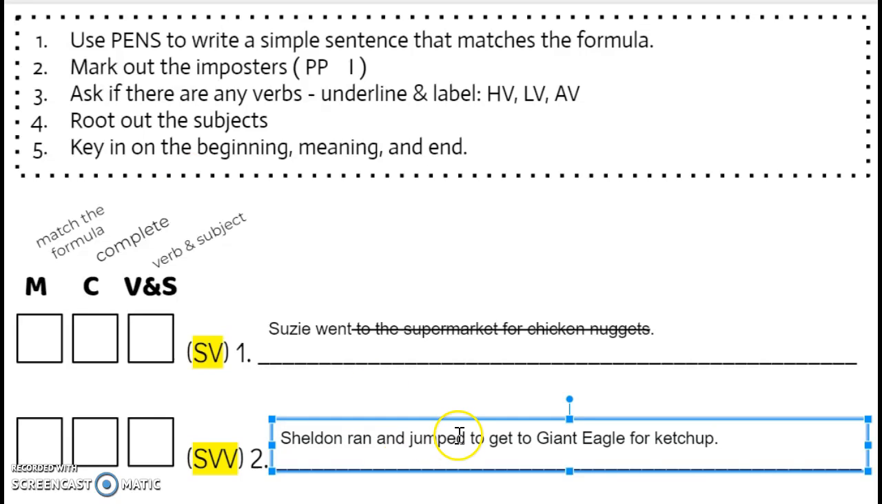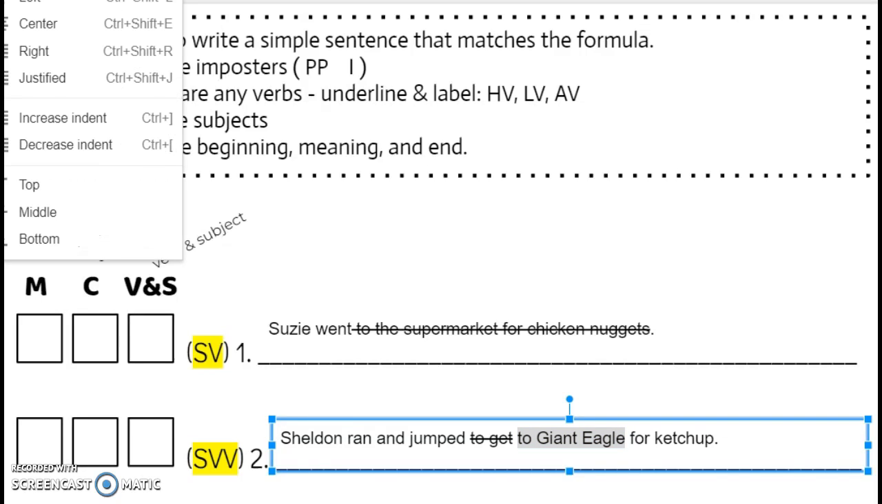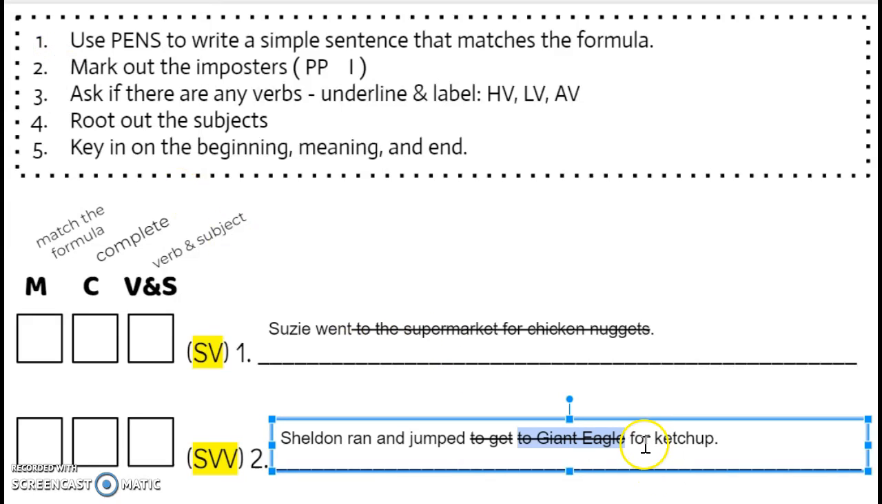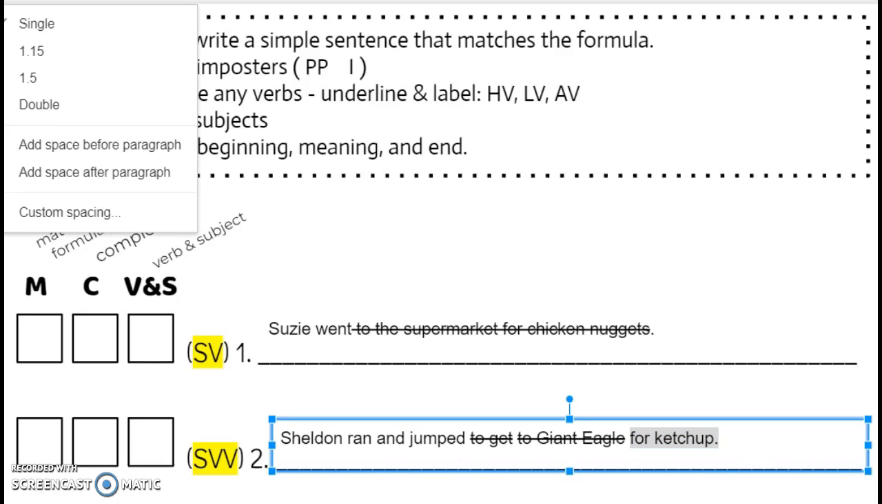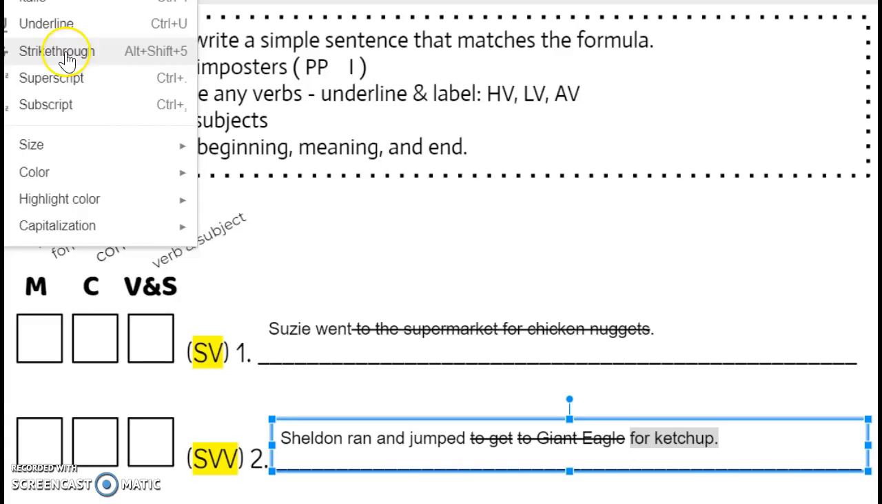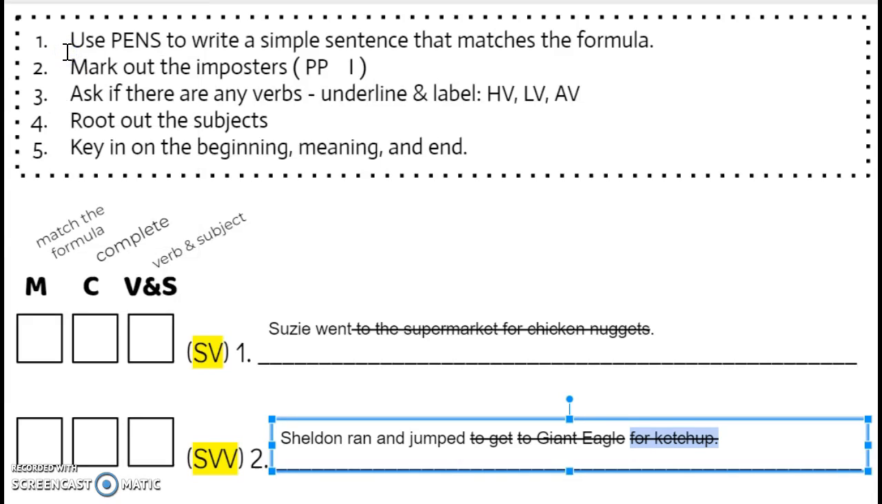So we look for our imposters. To get, to plus a verb. We're going to cross that out. That's an infinitive. Label it with an I. And then we had the prepositional phrase to Giant Eagle. That's not an infinitive this time because it's to plus a noun. And then we had for ketchup. So we had three imposters in there. So I do want you to have at least one when you're writing, just to get some practice at adding description to your sentence.